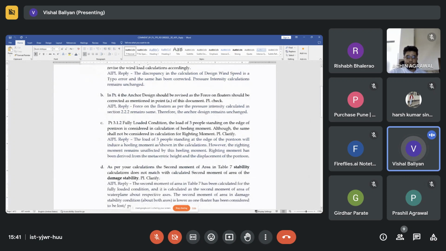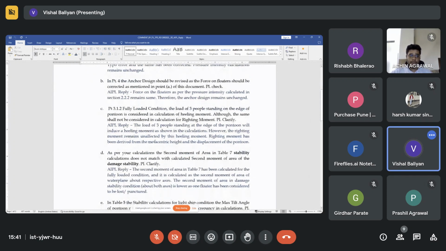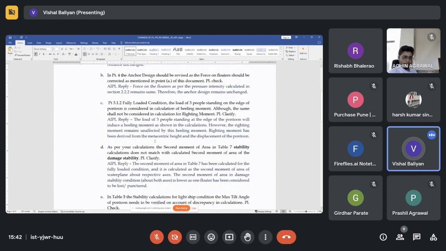Yes, sir. Am I audible now? Yes, yes, continue. The third point is this: in fully loaded condition, the load of three people standing on the edge of the pontoon is considered in calculation of heeling moment, although the same shall not be considered in calculation of righting moment. I was not very clear about this point, so if you can elaborate on that. What is meant by that?